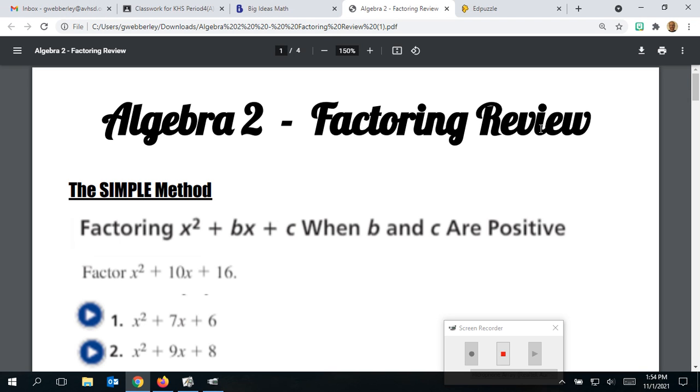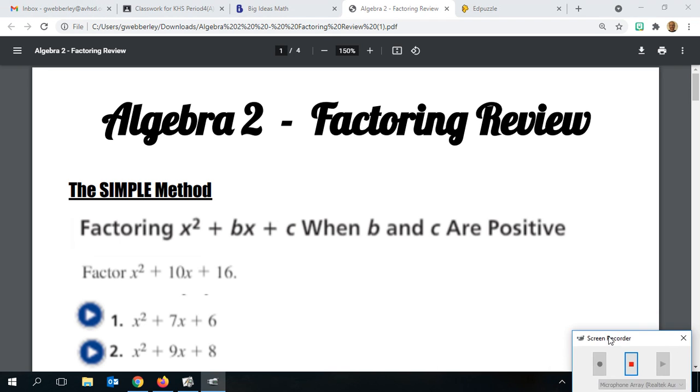Alright, so factoring, just understanding the word factoring, is where we're going to take something and break it down into pieces. So we have something bigger, like this standard form quadratic, x squared plus bx plus c, and we're going to break it down into smaller parts. That's what factoring does.